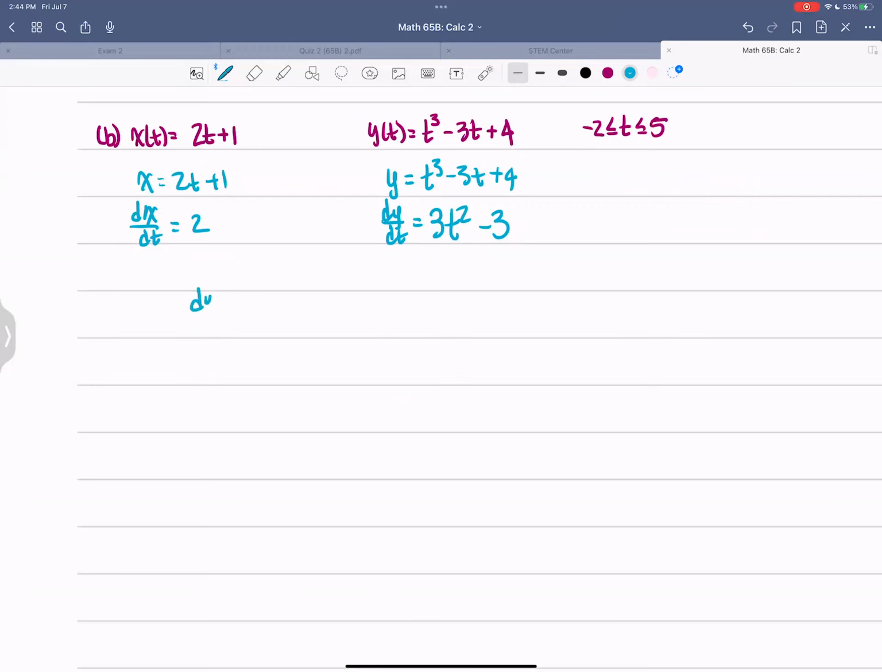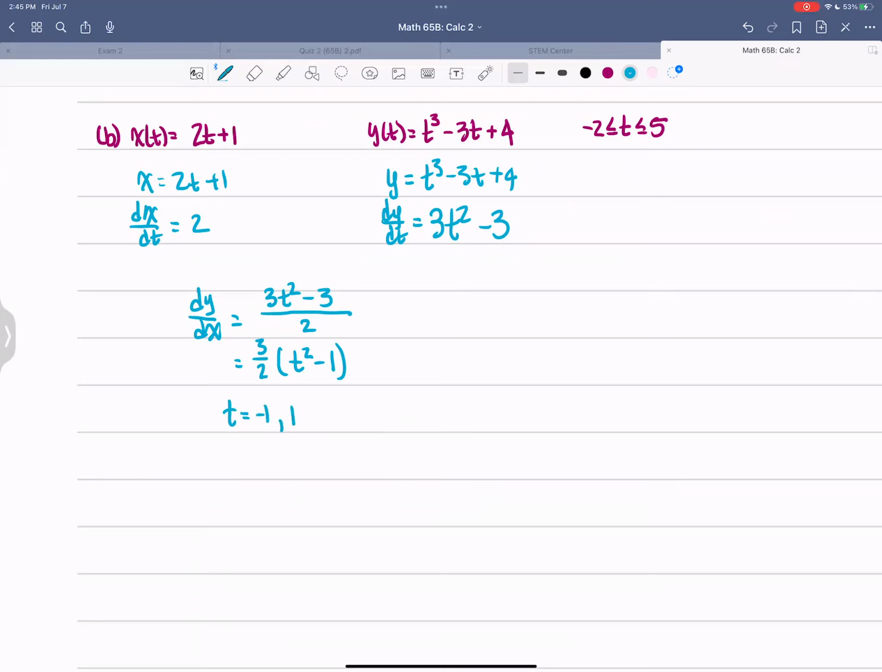And now we have dy/dx. That's going to be dy/dt, 3t squared minus 3, over dx/dt, which is 2. And just to clean it up a little bit, I'm going to factor out a 3 from the numerator and the 2 from the denominator. That leaves us with t squared minus 1. But more importantly, this tells us that t is equal to -1 and 1.